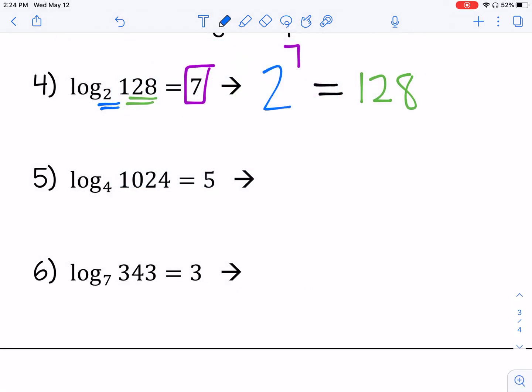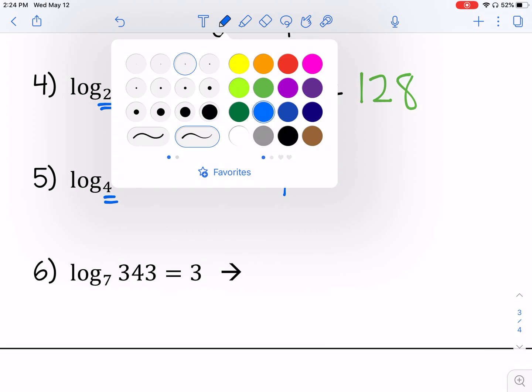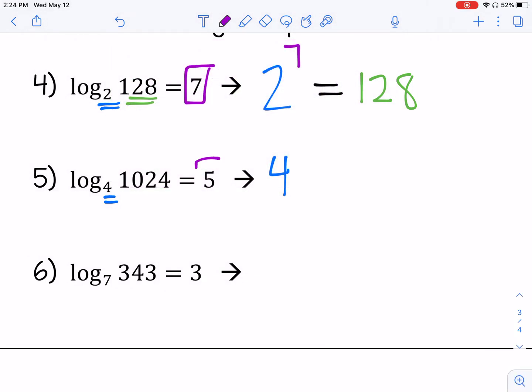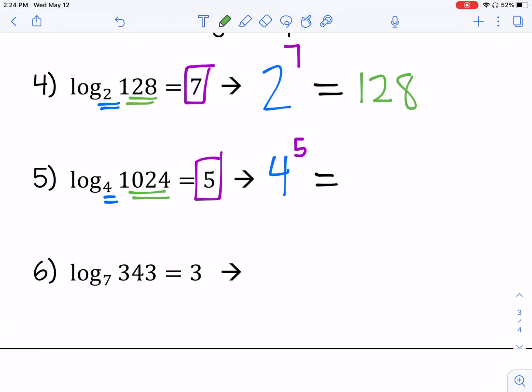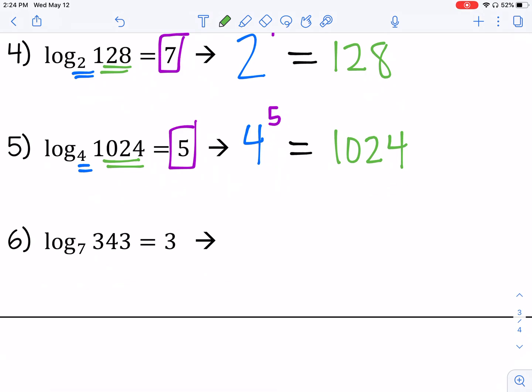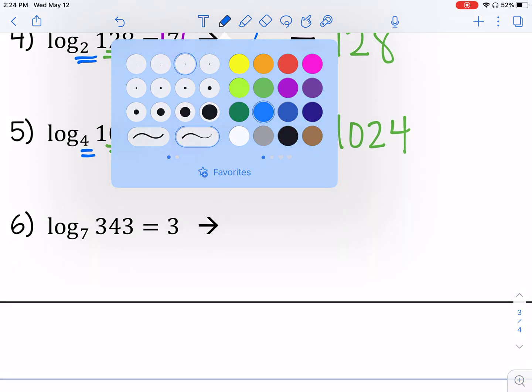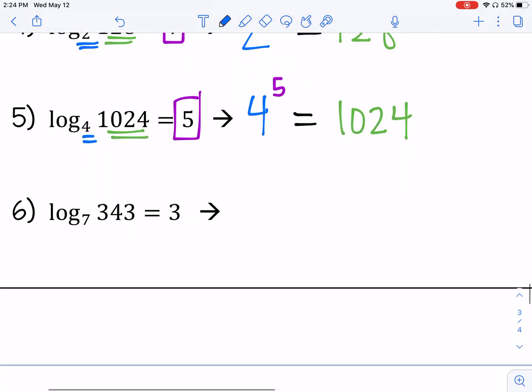Let's do it again. Log base 4, that's our base, of 1024 is equal to our exponent. Our exponent is 5. Our power now is this, 1024. And you can check your work with this too. Like if you type 4 to the 5th in your calculator, you're going to get 1024. Okay, so if you're unsure if you're doing it right, check your work in your calculator and you'll see.